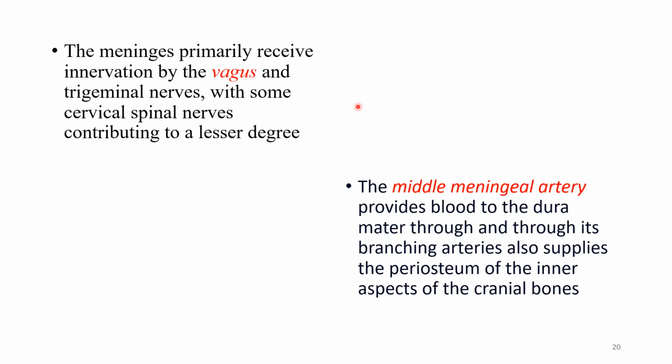The meninges primarily receive innervation from the vagus nerve and trigeminal nerves, and some cervical spinal nerves also contribute to the nerve supply. Coming to the arterial supply, the middle meningeal artery provides blood to the dura mater through its branches.